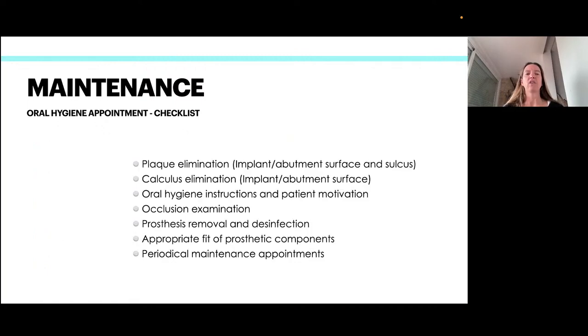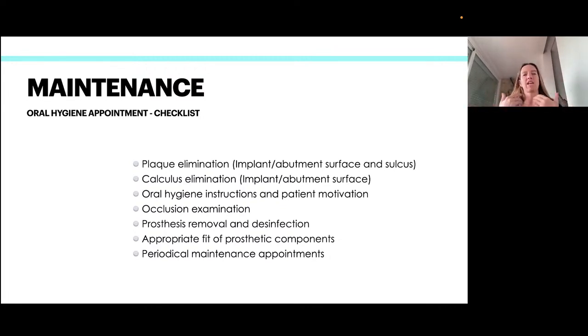So in terms of checklists, we have plaque elimination on the implant or abutment surface or sulcus, calculus elimination on the implant or abutment surface, oral hygiene instructions and patient motivation. This has to be on your checklist. Occlusal examination, check. Prosthesis removal and disinfection, check. Appropriate fit of the prosthetic components, everything is perfect, check.